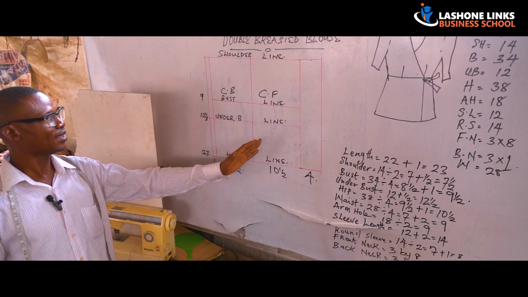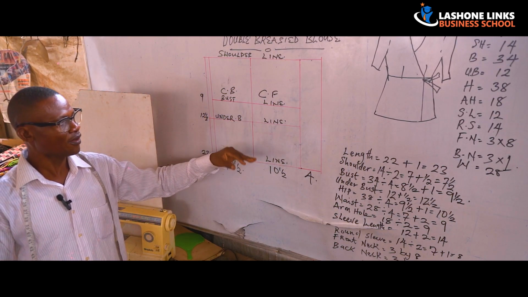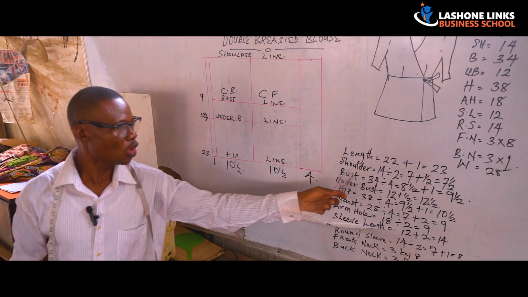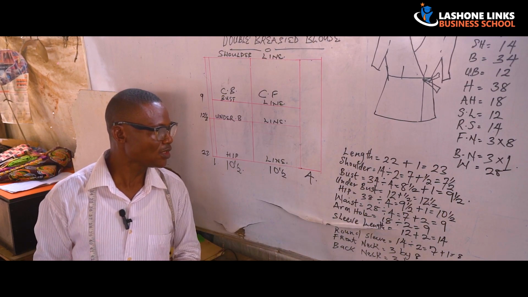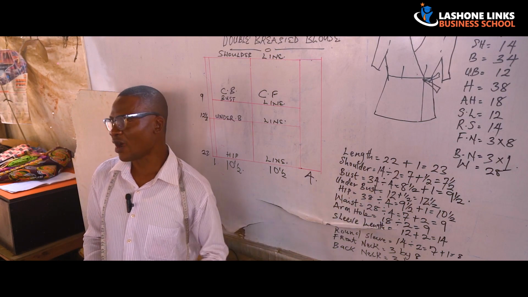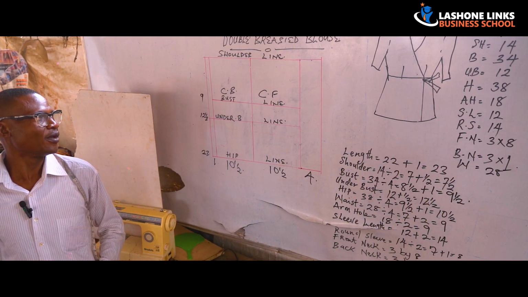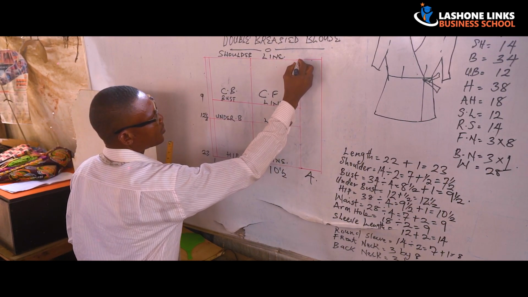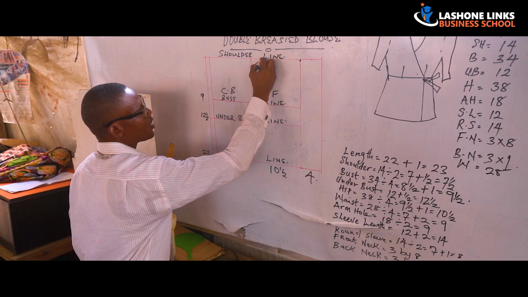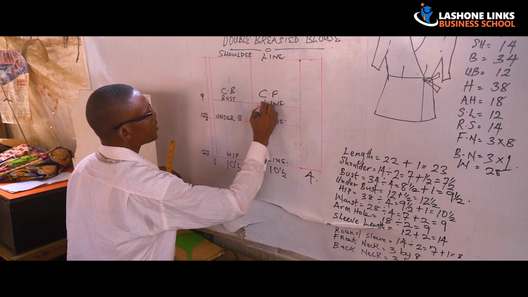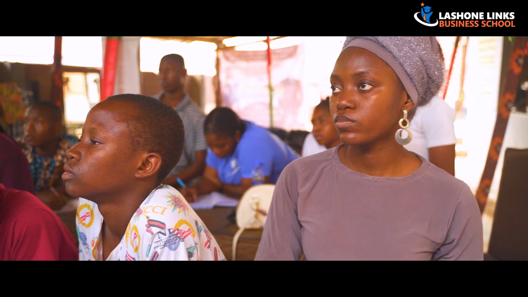So after you have gotten the block and the measurement of the lines, you start your measurement by going to your shoulder measurement. Shoulder is 14 divided by 2, that is 7 plus half, making 7.5. So from this line, not from here, you come here and measure 7.5. Come to your bust line again, measure 7.5. Then you connect the line together.